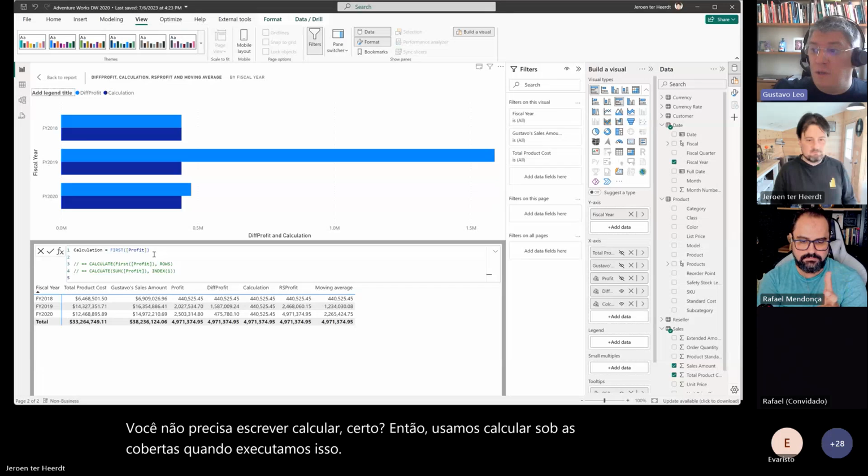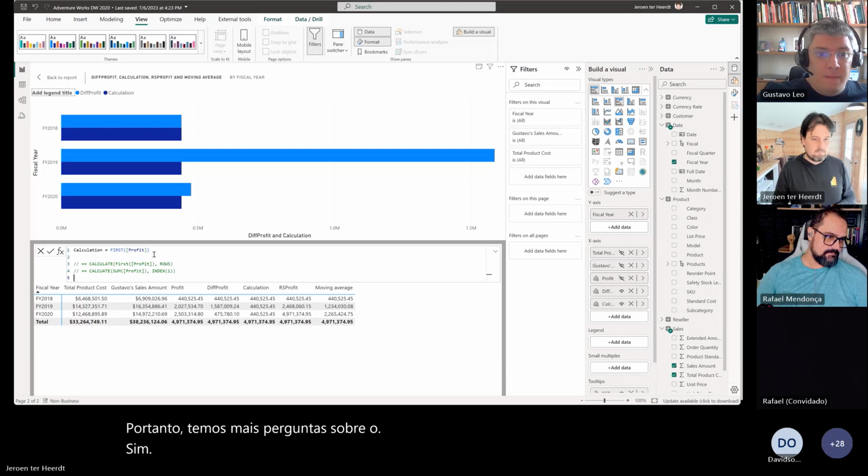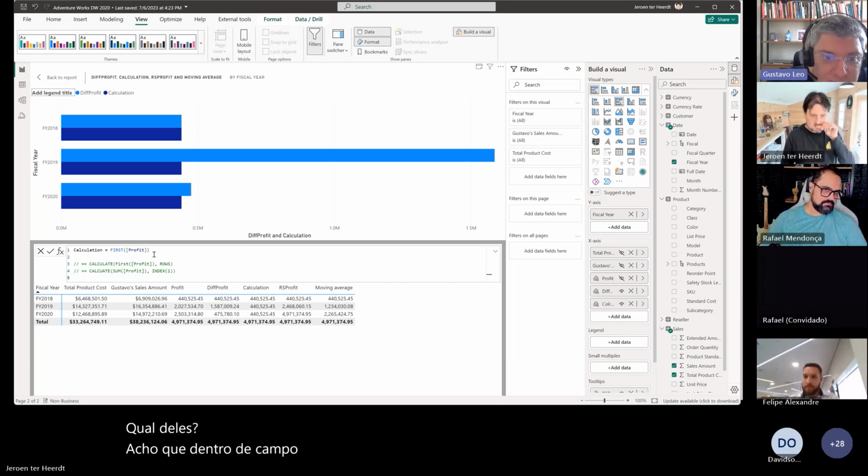We do have 2 more questions on the chat. If you pick one. Which one? I think on the queue is from Felipe Rocha. The calculation seems very simple. It's amazing. It's about reutilization of the measure, I suppose.